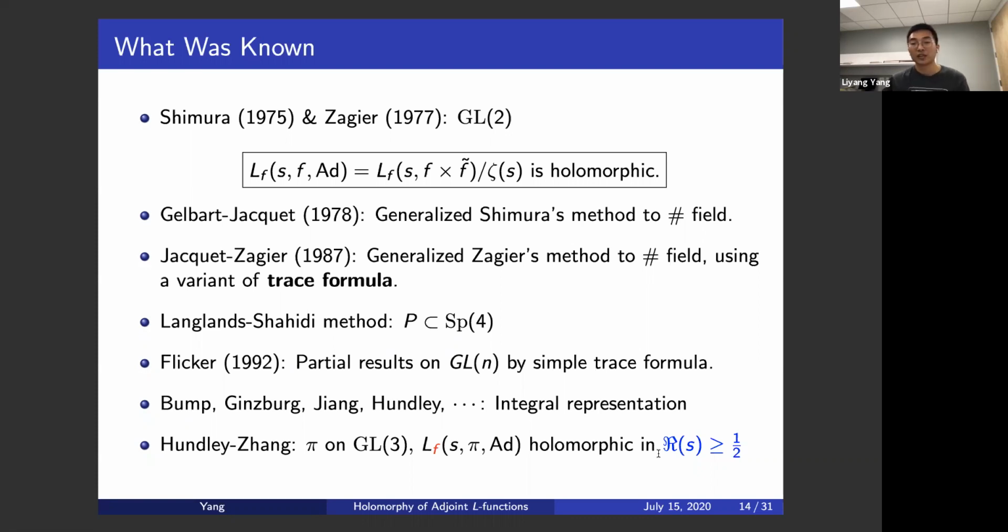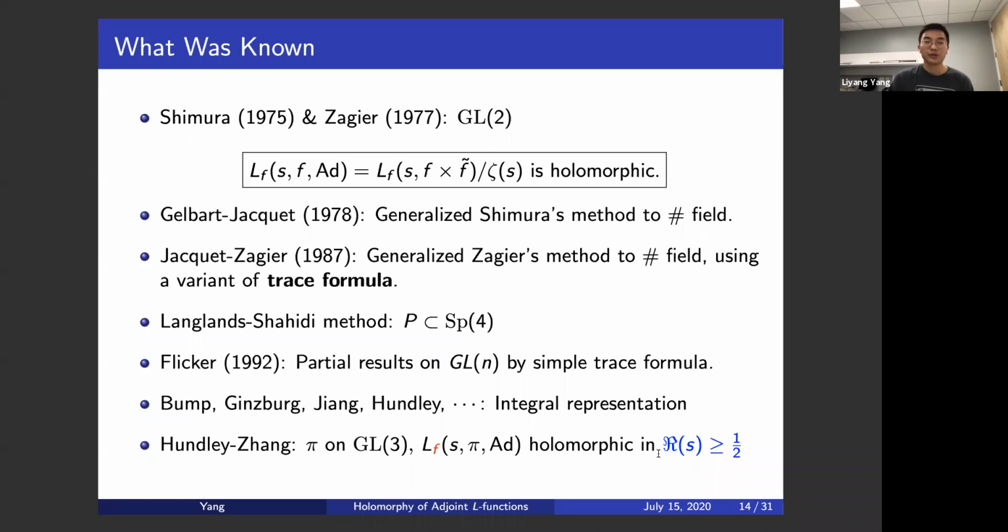And Zagier's original proof was generalized by Jacquet-Zagier to number fields in the framework of automorphic representations, where Zagier's initial proof was using a variant of the trace formula, and we will call it the Jacquet-Zagier trace formula, and that will play a role in our proof for the higher rank case, and we'll talk about that later.